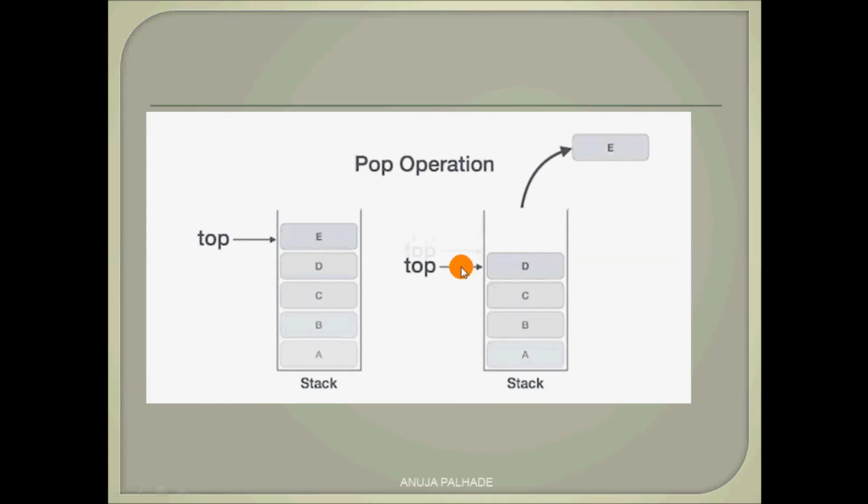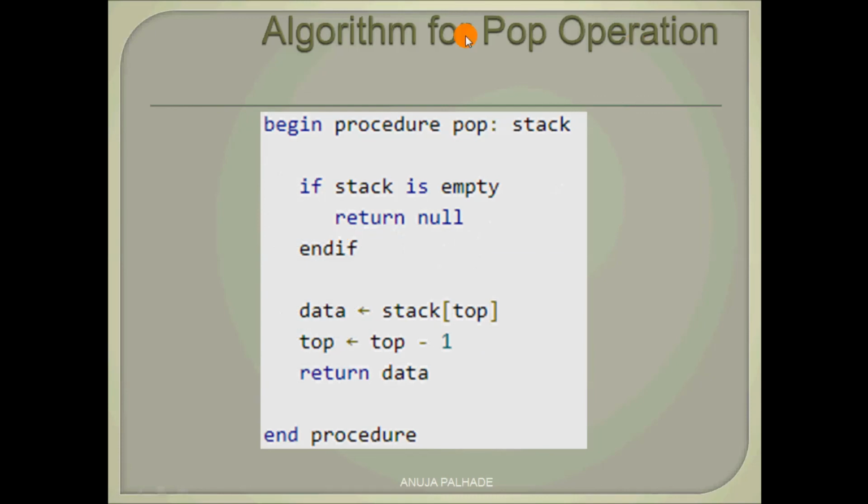So simple. Just we are decrementing the element here, so it will be automatically removed. We have to just decrement it by 1. So E will keep remaining here, but it doesn't matter. Okay, so this is the algorithm for the pop operation. You can see if the stack is empty, it shows us null. But if it is not empty, top is just decremented by 1.